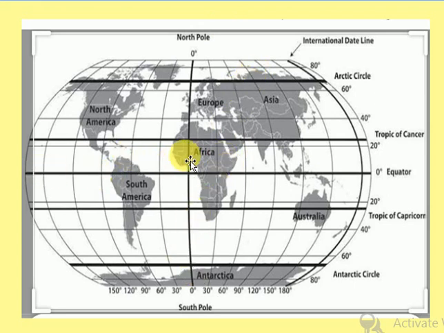And on this side you will have the western part, on this side of the prime meridian, and this is your eastern part, east it will show.